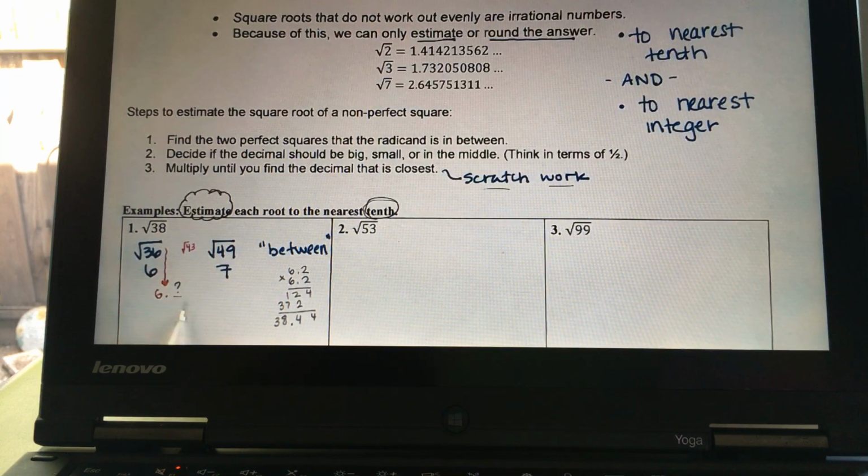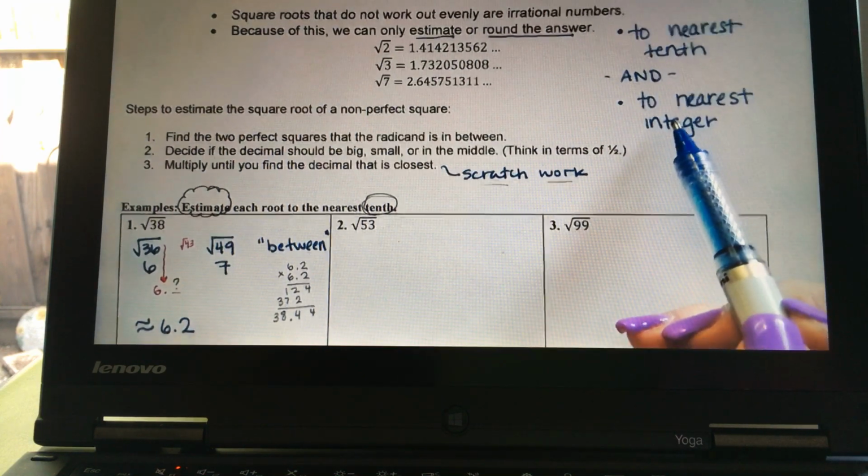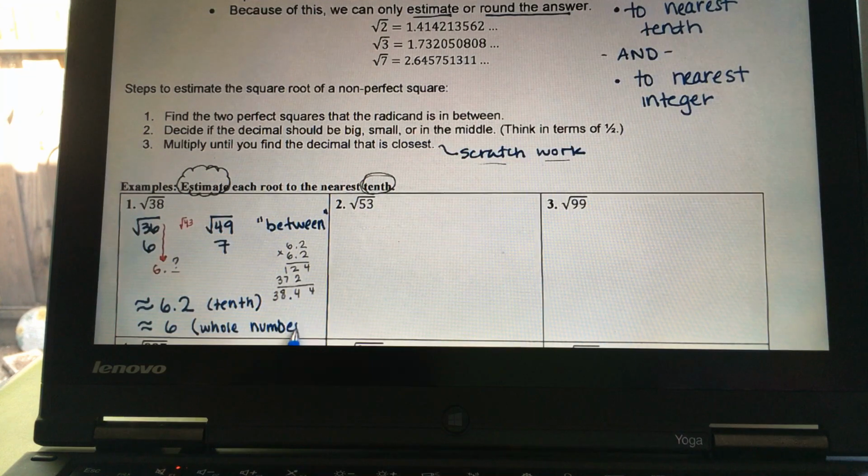So that number that I was wondering about, 6 point what? I actually just figured out that my answer to this would be about, I'm going to put not equal signs, but those wavy equal signs, which means approximately 6.2. So that's rounding to the nearest tenth. And then to the nearest integer, I'm going to say that this is about 6. So again, this is estimating to the nearest tenth, and this is estimating to the nearest whole number. Okay, so we're going to take a look at both of those as our answer.